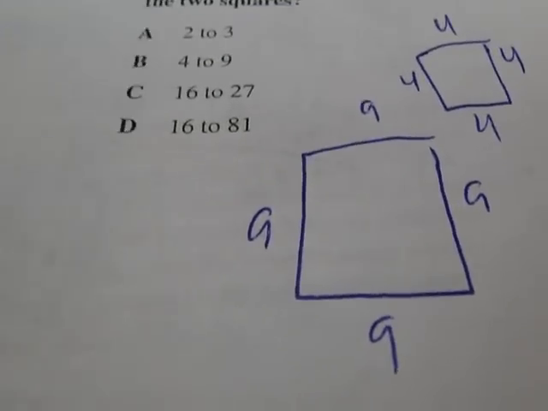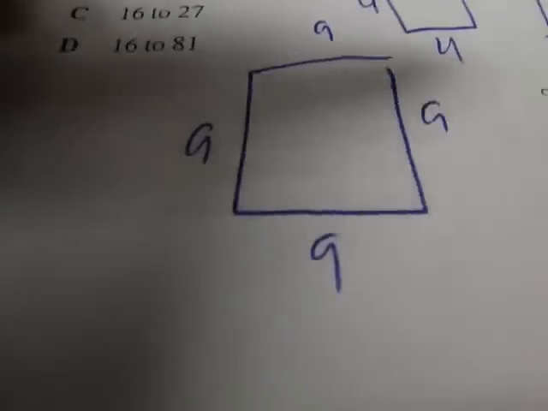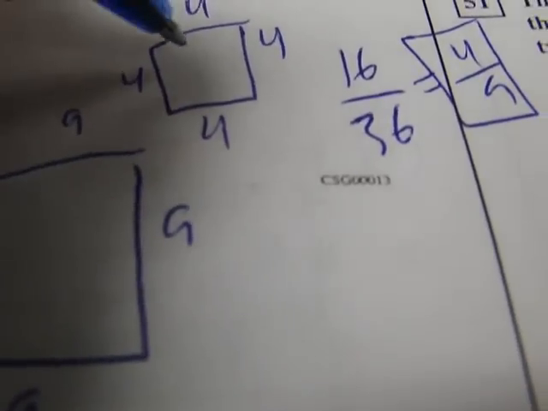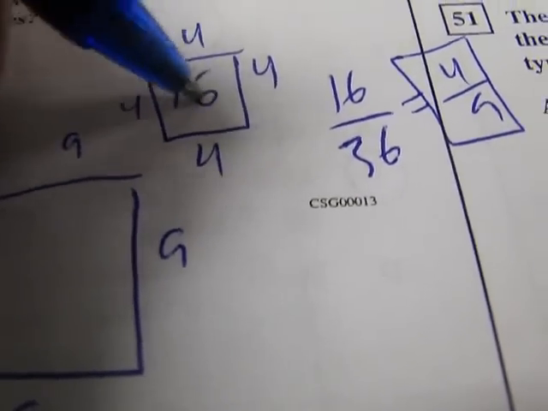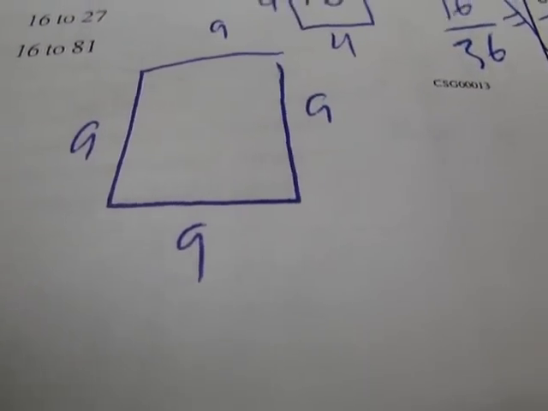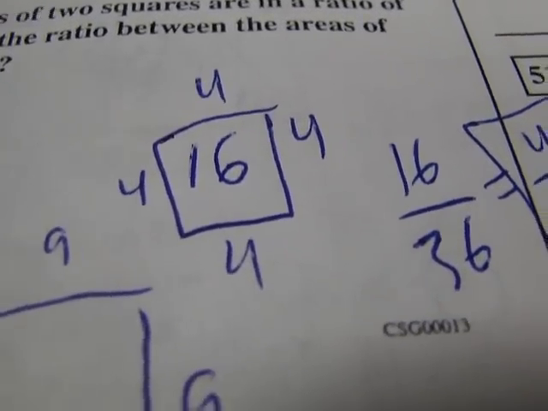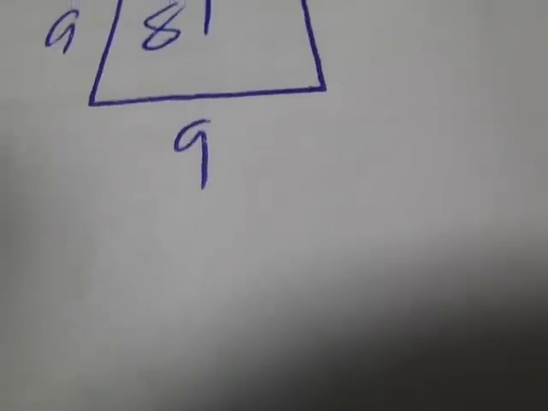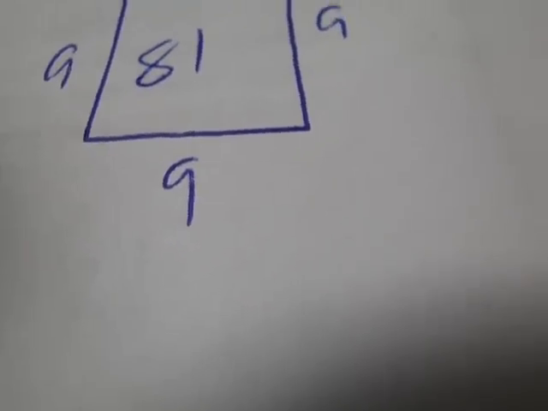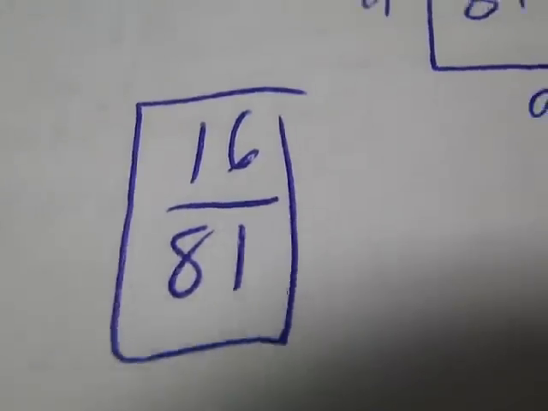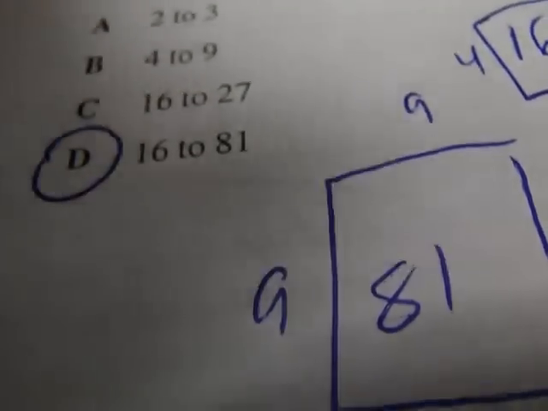So if we've got that, then let's figure out what the areas are. The area of this will be 4 times 4, or 16. And this will be 9 times 9, or 81. So the ratio will be 16 over 81. There you have it. 16 over 81, that would be D. Okay, that's it for number 48.